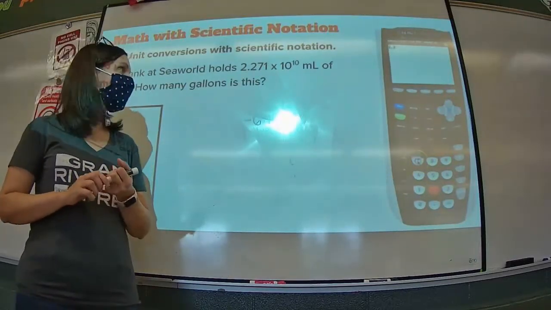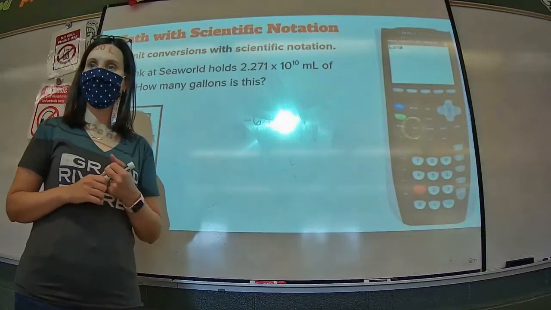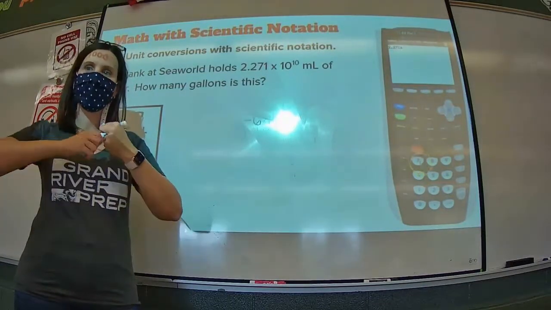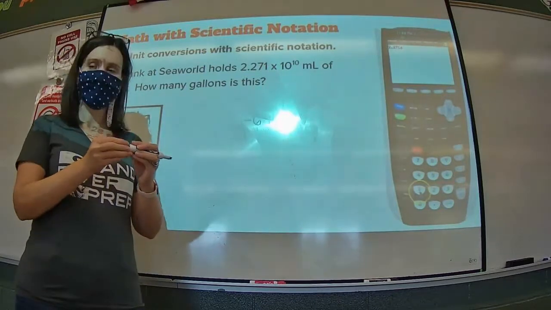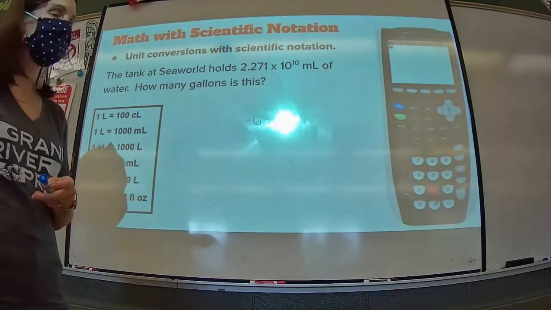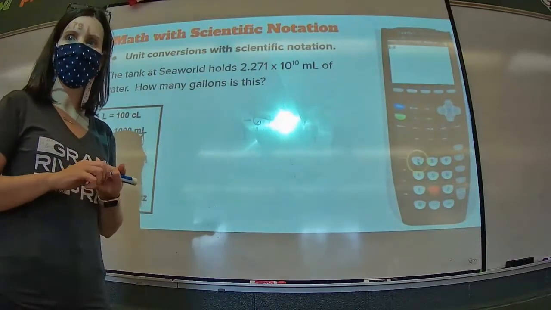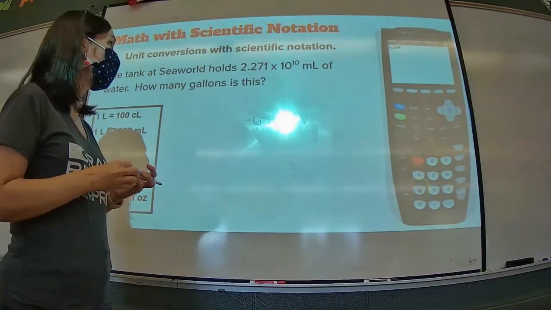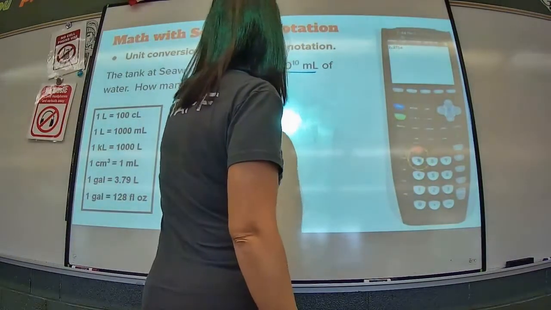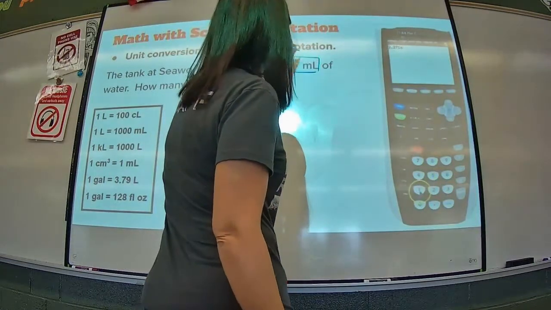All right, so the last problem that we didn't get to in F hour, and was requested that I make a video by a couple of students, I'm going to do that right now. So what we're going to do in this problem, the first thing you want to do is identify your starting value. Our starting value here is 2.271 times 10 to the 10 milliliters. This is what we're starting with.